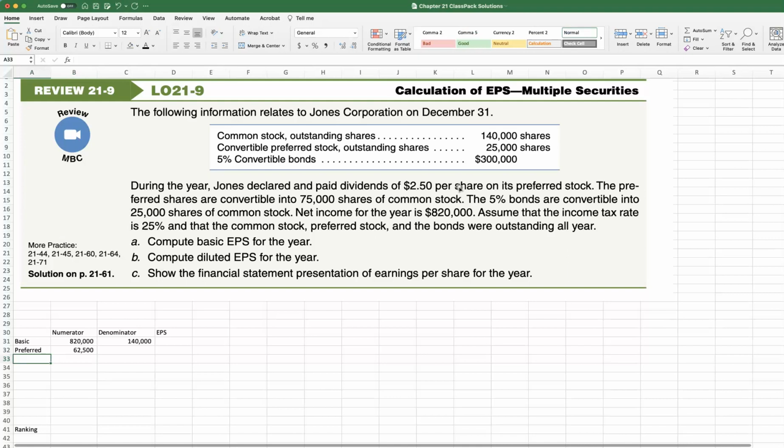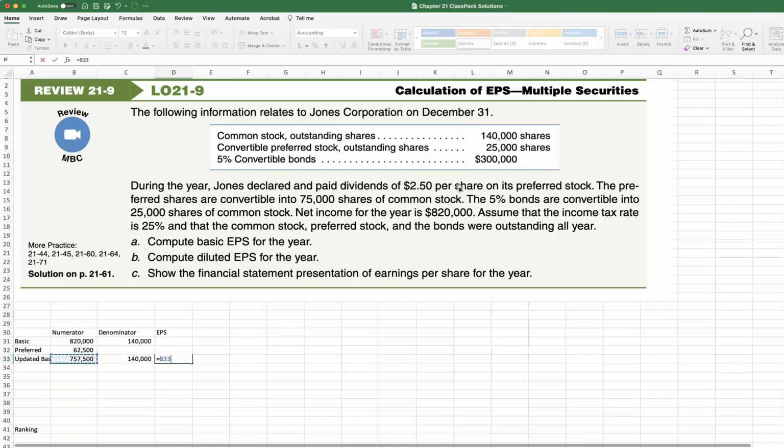So remember, that's part of our earnings that the common shareholders aren't entitled to. So we're going to take that number and subtract it from the earnings. I'll just carry down the denominator because we don't do any adjustment in basic for shares. And my earnings per share is going to be 757,500 divided by the 140,000, or $5.41.